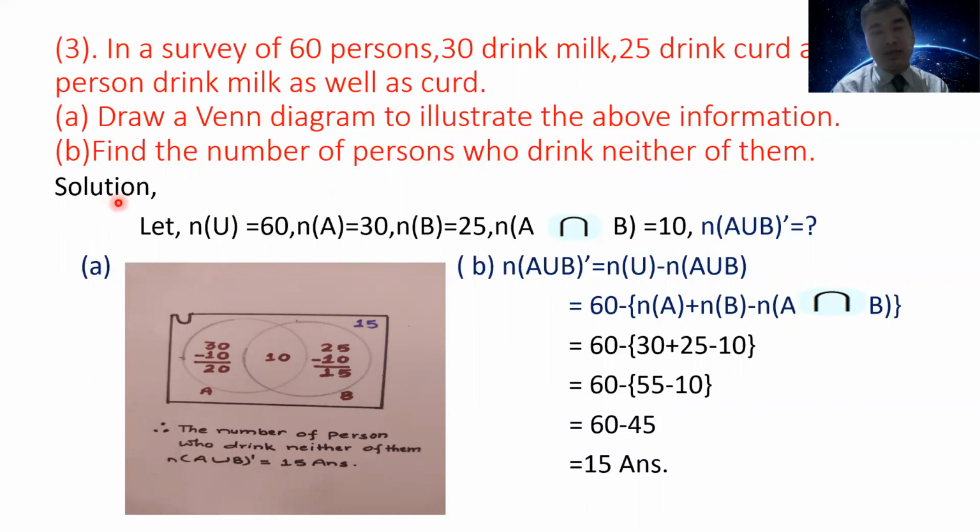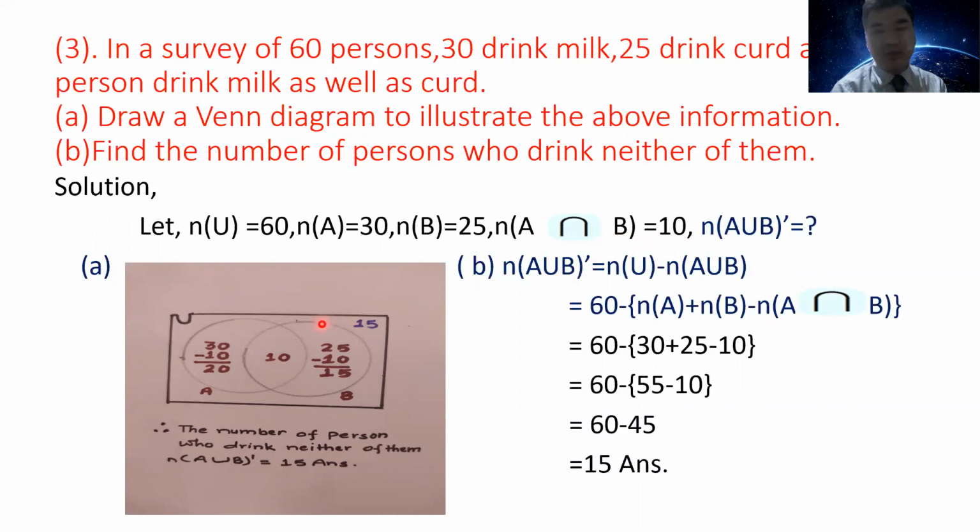First of all, write the solution, then write let. Okay, let, you can write suppose also here. Let n(U) equals 60. Total number is denoted by universal one. n(A) is the number of persons who drink milk, and n(B) is the number of persons who drink curd. This n(B) is 25, and n(A intersection B) means the number of persons who drink milk as well as curd. They are given 10. And the question asks us to find n(A union B) complement, meaning those who are neither drinking milk nor curd. That means outside one. Okay, complement we have to find out.